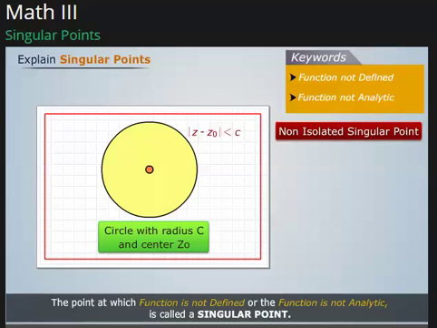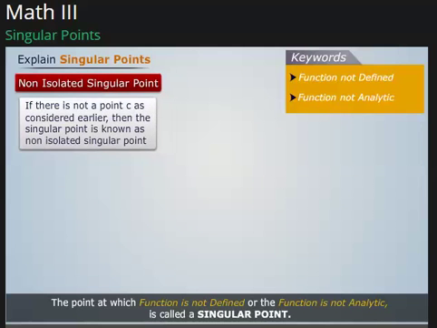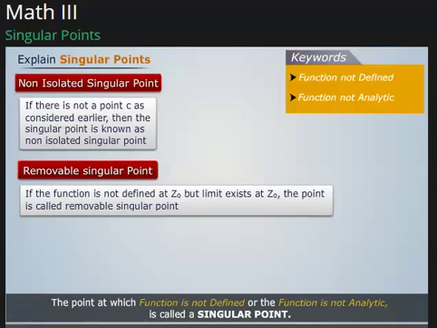Now moving on to non-isolated singular point. If there is not a point c as considered earlier, then the singular point is known as a non-isolated singular point. Now removable singular point. If the function is not defined at z0 but the limit exists at z0, the point is called a removable singular point. This can also be stated as.